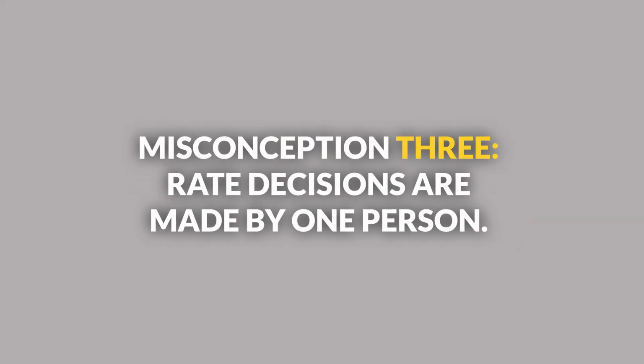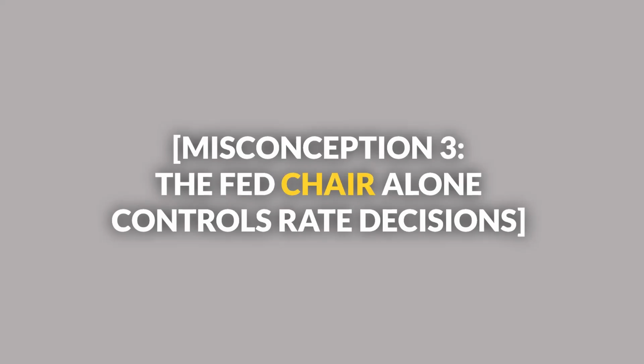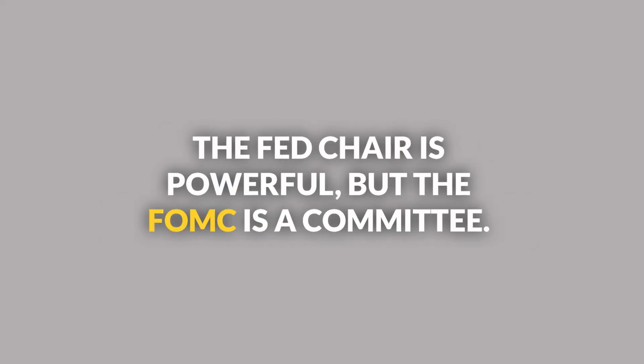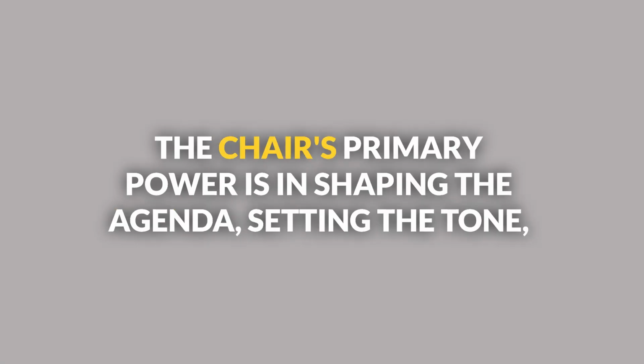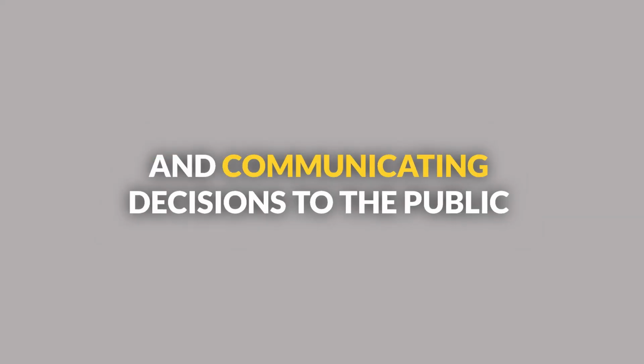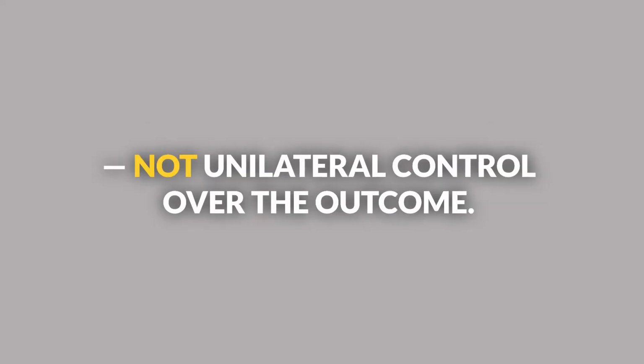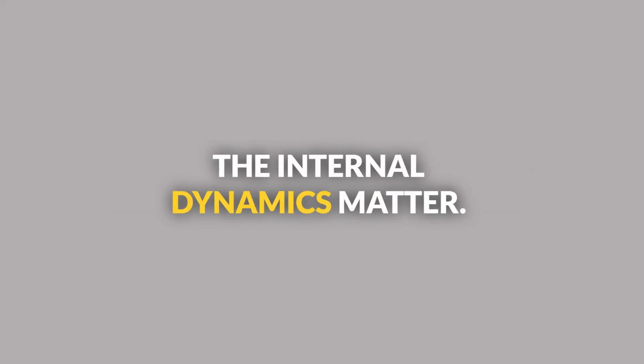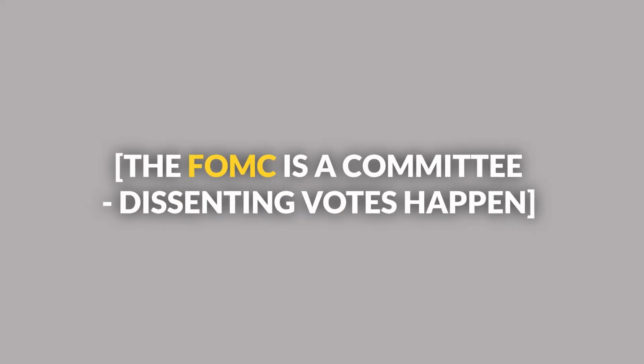Misconception 3. Rate decisions are made by one person. The Fed chair is powerful, but the FOMC is a committee. The chair's primary power is in shaping the agenda, setting the tone, and communicating decisions to the public, not unilateral control over the outcome. Dissenting votes happen. The internal dynamics matter.